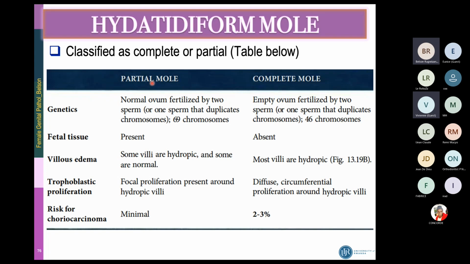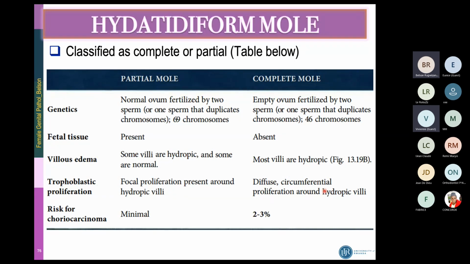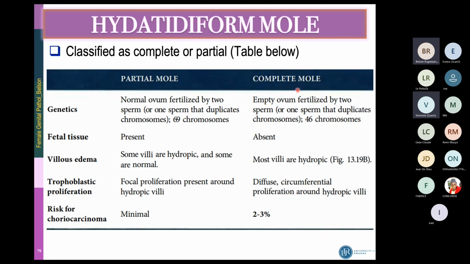In partial mole, the reason it is called partial is that you see vesicles but there are also fetal tissues. Whereas in complete mole there is no fetal tissue, everything is vesicles. Villus edema is in complete mole, almost all villi are hydropic, while in partial mole some are normal. Trophoblastic proliferation is more seen in complete mole than in partial mole, and the risk for choriocarcinoma is minimal for partial mole, and higher in complete mole. So when we diagnose a mole, we must specify whether it is complete or not.